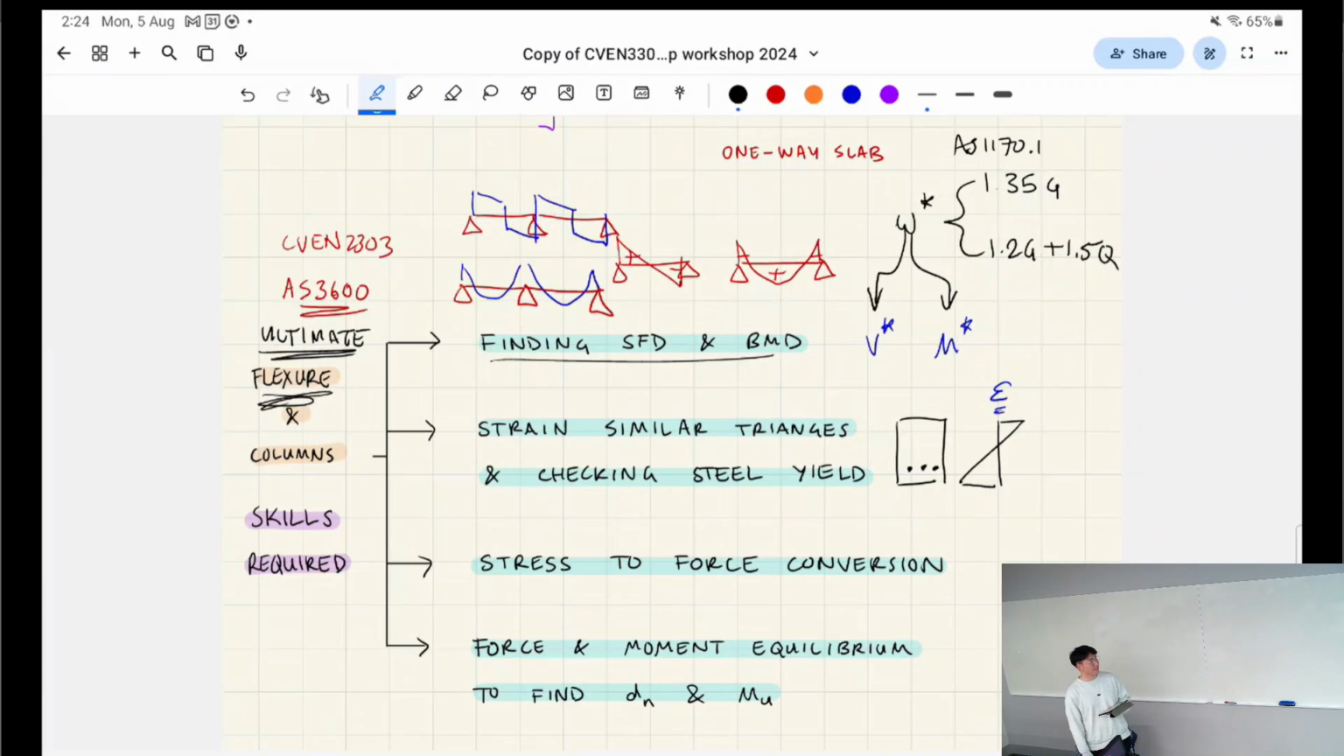Students don't really understand the importance of this strain diagram, but I would say it's the first step in understanding how to calculate the ultimate moments. It's basically just saying that one side of your beam is in compression and one side of your beam is in tension, for a simply supported beam.